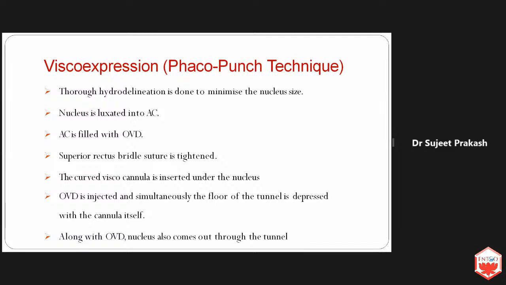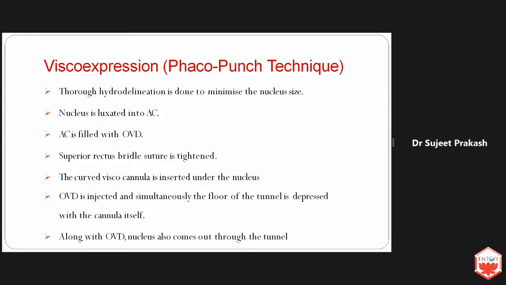Coming to the next technique, which is visco expression, also known as the phaco punch technique. It is done after thorough hydrodelineation to minimize the nucleus, which is freed of the epinucleus. The nucleus is luxated into the NTA chamber and the chamber is filled with OVDs. The superior rectus parietal suture is tightened.